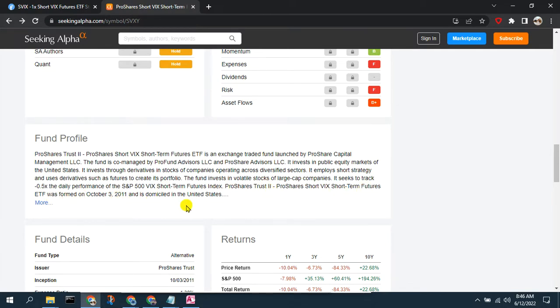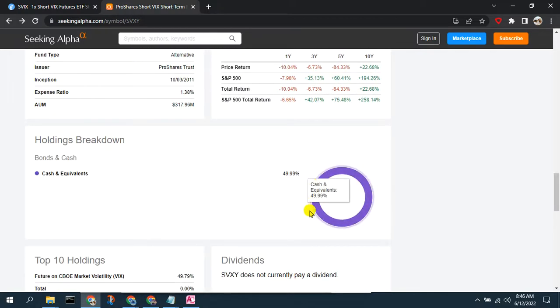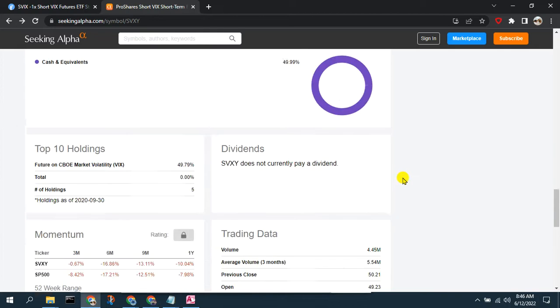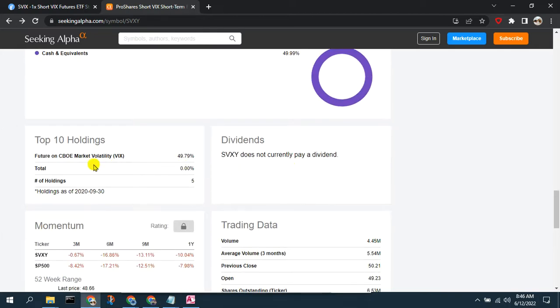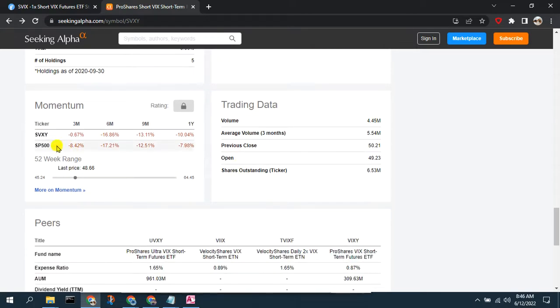And again, it's been around a long time, since October 3 of 2011. So we see the fund type here. The expense ratio is 1.38. We can see the total returns over a period of time. We see cash and equivalents, 49%, 50%. So it's futures on the VIX, 50%. We see its momentum relative to the S&P, average volume 5 million, and on this date it had 4.4 million.